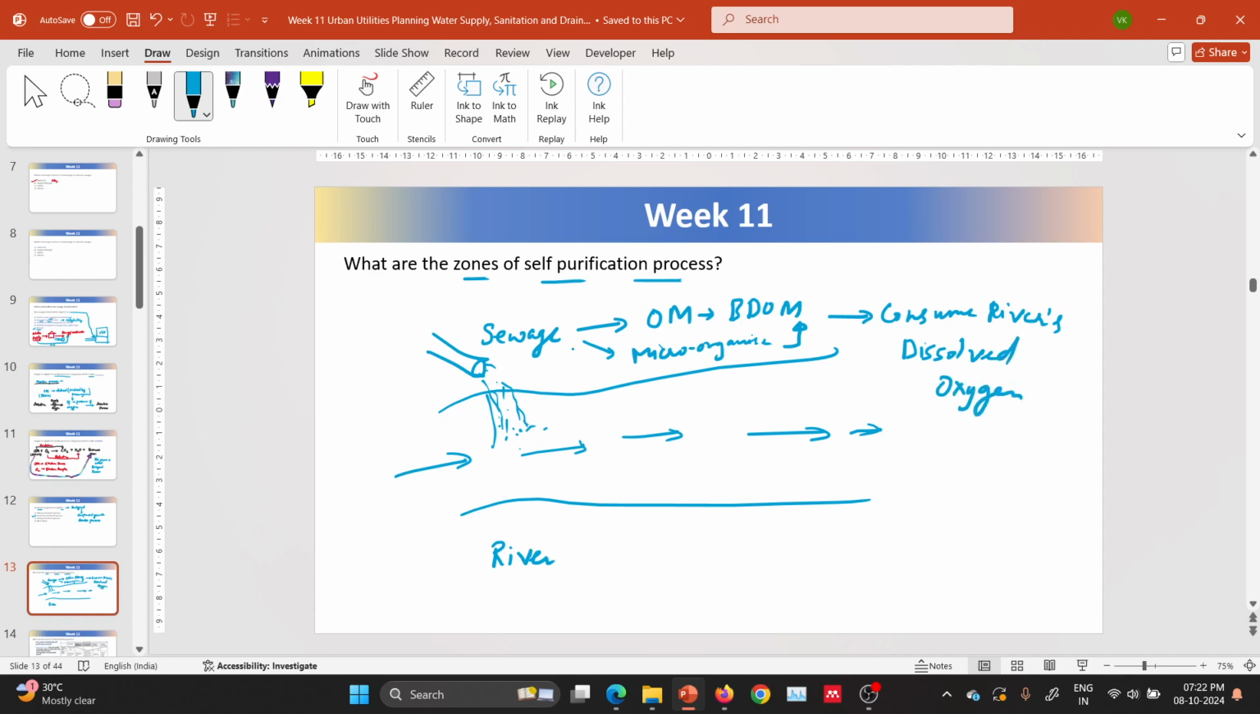What is happening? The sewage consists of microorganisms and biodegradable organic matter. So the microorganisms will degrade, oxidize organic matter, and in that process, microorganisms utilize oxygen, and that oxygen is taken up from the river. So the oxygen level in the river goes down. If the oxygen level in the river goes down, aquatic life is affected.